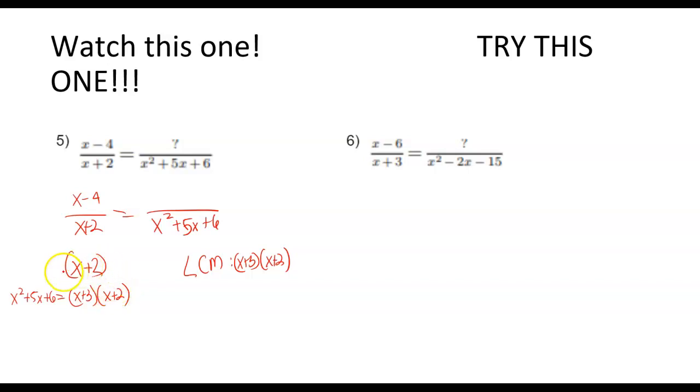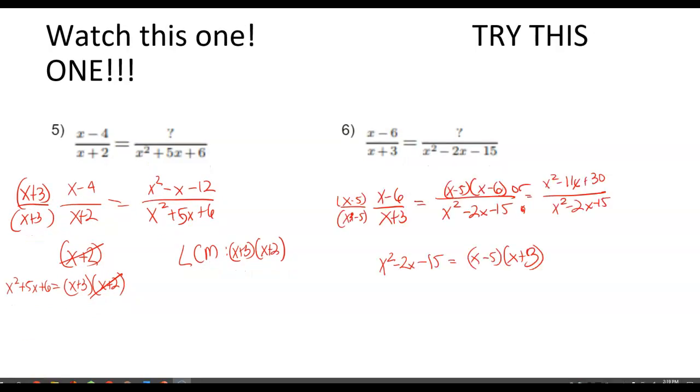And then I am going to figure out what I need to give my other expression to make it equal. So I want to make x plus 2 equal to x plus 3 times x plus 2. So I'm going to multiply the top and the bottom by x plus 3. X plus 3 times x minus 4 is x squared minus x minus 12. And number 6, I want you guys to give a try and see what you can come up with.